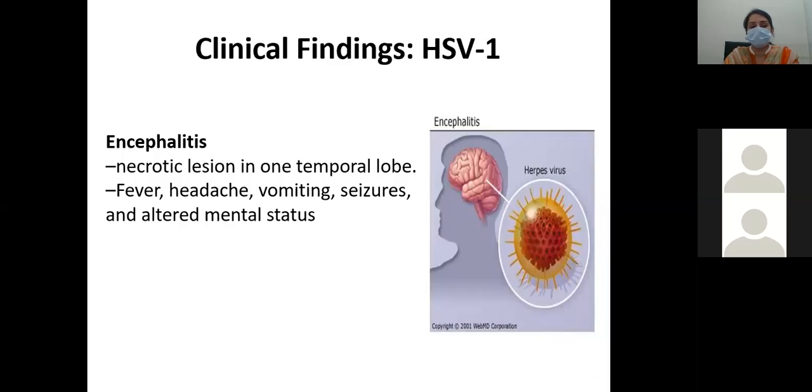Okay, next is encephalitis. There can also be encephalitis in herpes simplex virus type 1. What is encephalitis? There is a necrotic lesion in one temporal lobe, and there can be fever, headache, vomiting, seizures, and altered mental status.